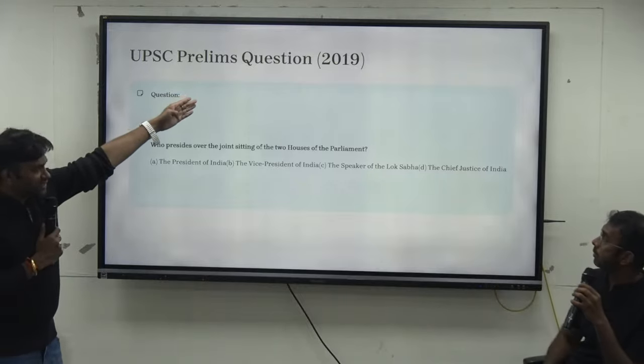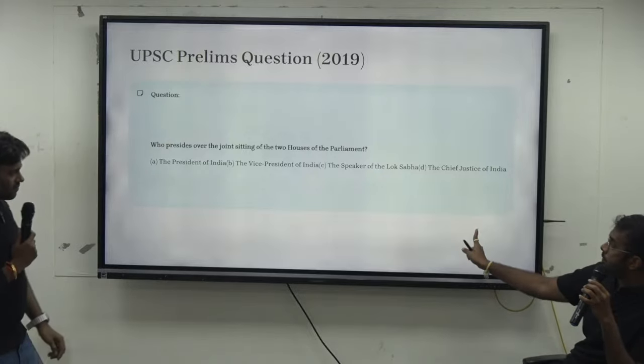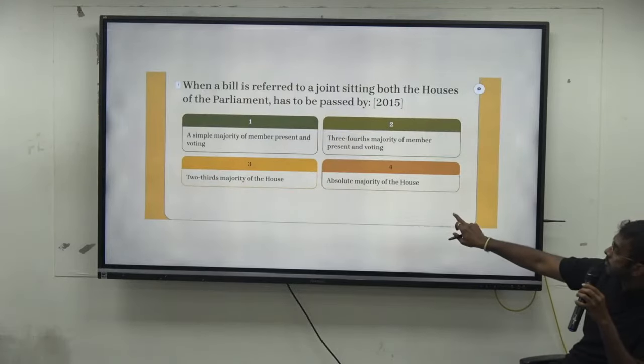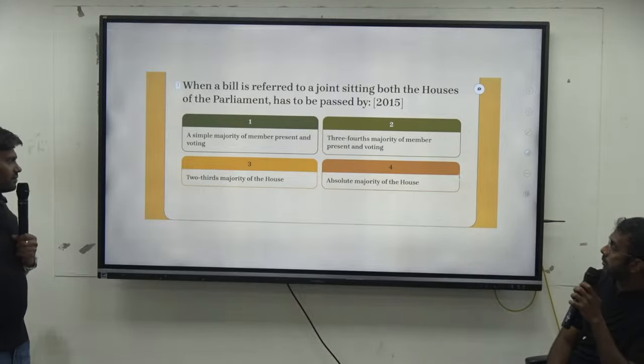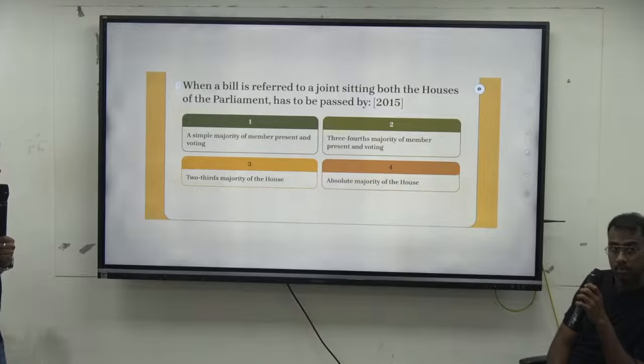See, again, this is a 2019 question. A bill which is referred to a joint sitting of the houses, it should be passed by what? Simple majority of members present and voting. Plain and simple, you get it correct.